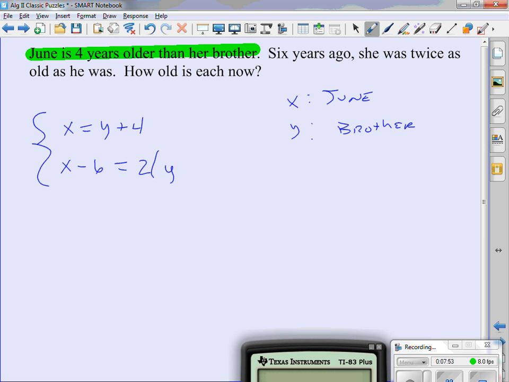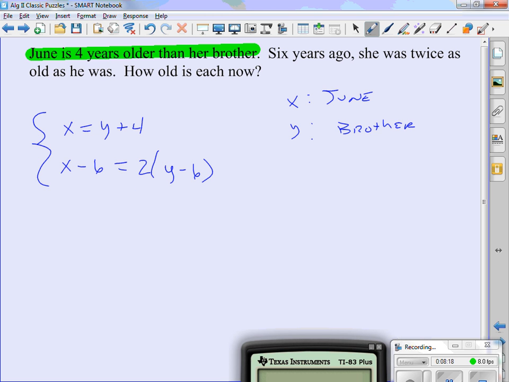2Y minus 6. You have to remember, 6 years ago, both of the ages are going to change, not just one of them. Even though some of your mothers might still be 29, and they'll always be 29 for the rest of their lives, they're actually getting older. So now I have this system. Try to solve it.